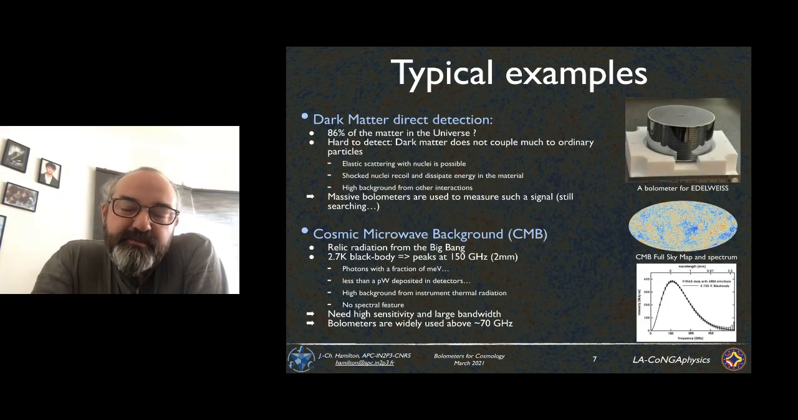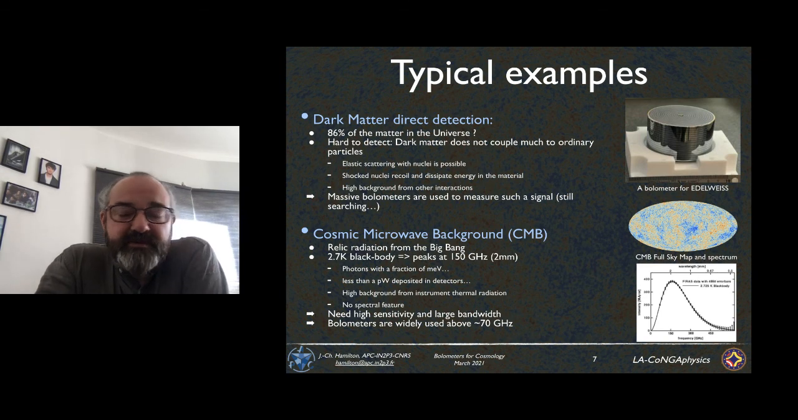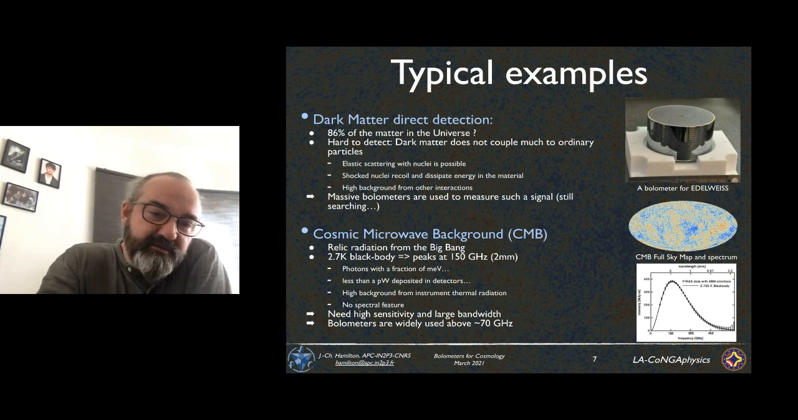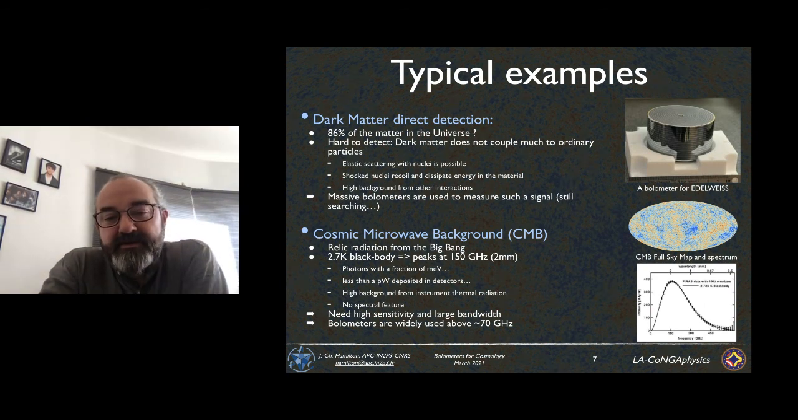So, there are two main categories that we use with bolometers in cosmology. The first, for dark matter detection, is massive bolometers, and the second one is for observing the cosmic microwave background. I will go into much more detail about the second one, but just a few words about the first one.